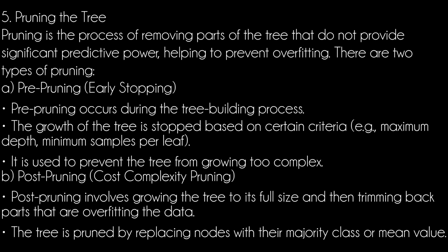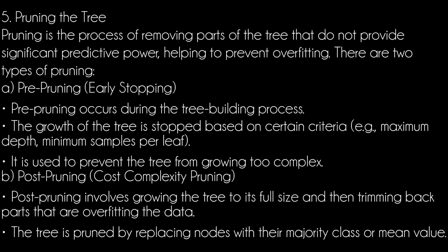Pruning the tree. Pruning is the process of removing parts of the tree that do not provide significant predictive power, helping to prevent overfitting. There are two types of pruning. Pre-pruning, or early stopping, occurs during the tree building process. The growth of the tree is stopped based on certain criteria. It is used to prevent the tree from growing too complex.